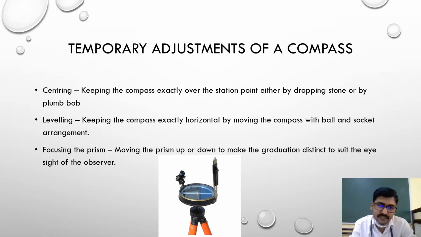These temporary adjustments are to be made for every new station. Whenever you move the compass from one point to another point, you are supposed to do all these three. Clear?